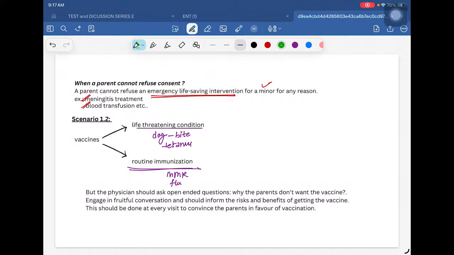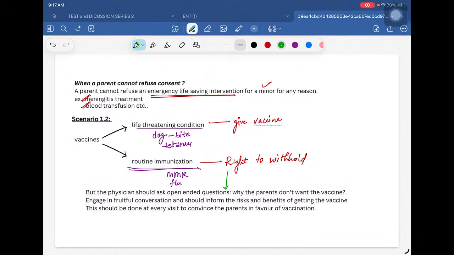Perfect. Routine vaccination is something where the parents have the right to withhold. However, in a life-threatening condition, even though the parents are not giving consent, you can go ahead and give the vaccination. But even in routine immunization, if the parents say they don't want vaccination, the question might ask you as a doctor, what would be your next best step? What would be your approach?